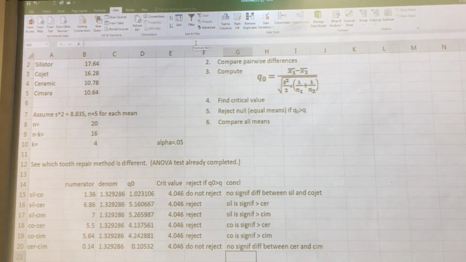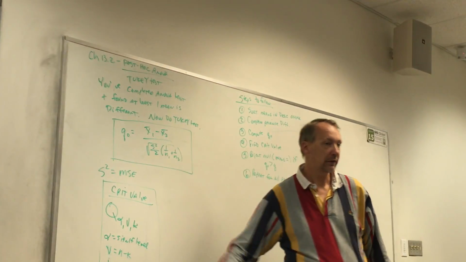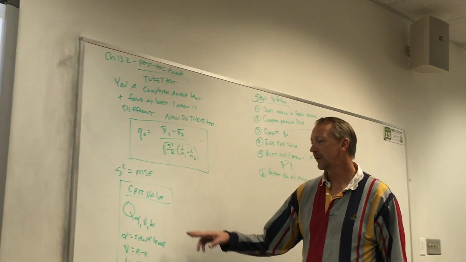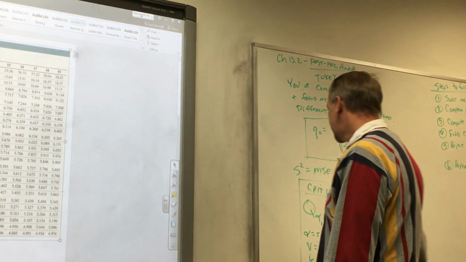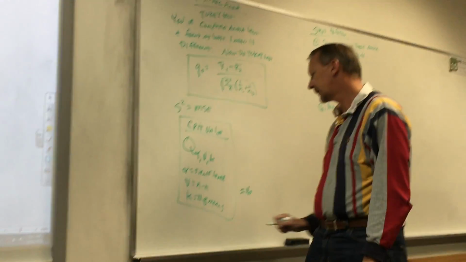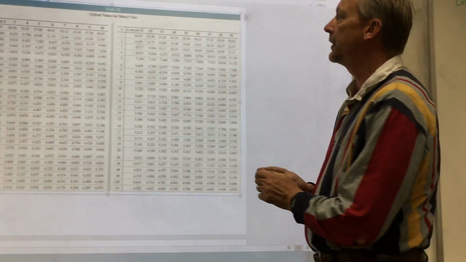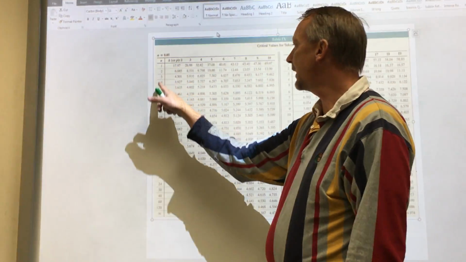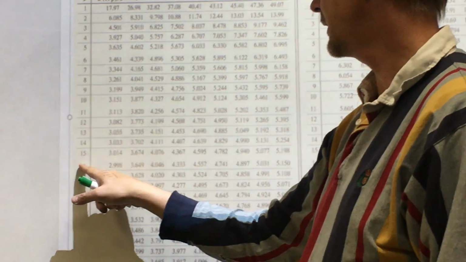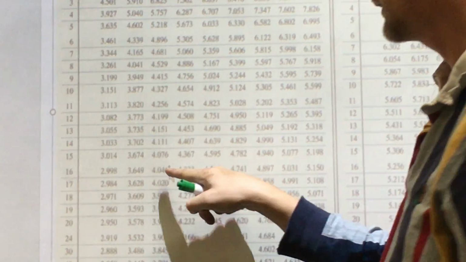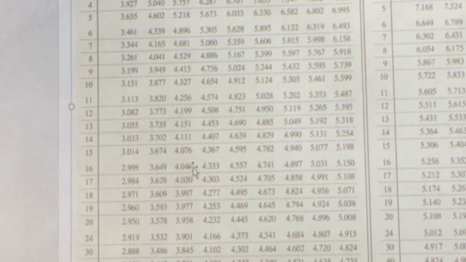Okay, so my alpha is 0.05. Okay. So I'm looking for my V. V is n minus k. So n minus k was, in this case, 16, and I got 4 means, right? Okay, so V is down here, 16. K, I've got 4 samples, 16 and 4, it's right there. Okay?